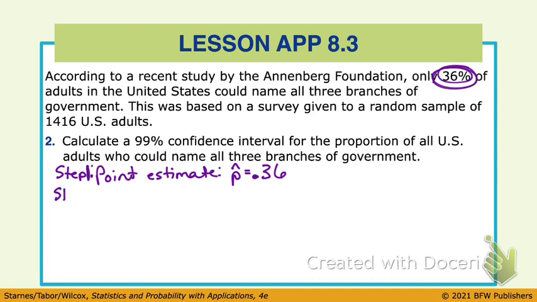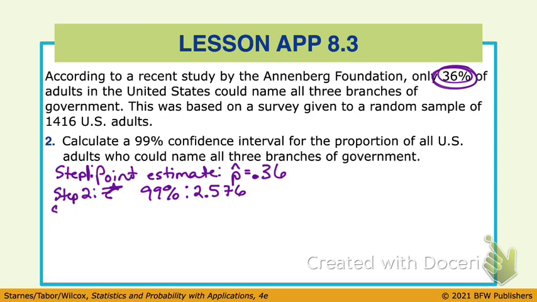Now, step 2 says to identify the z-star critical value for 99%. Okay, if you look back on the back side of this example here, you will find the 99% z-star critical value is 2.576.